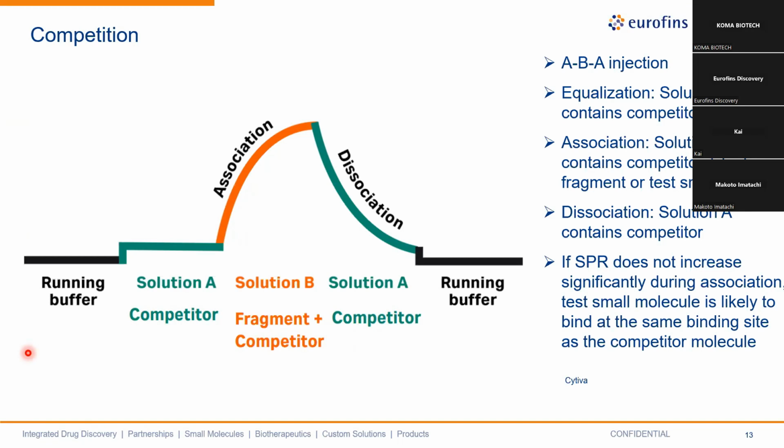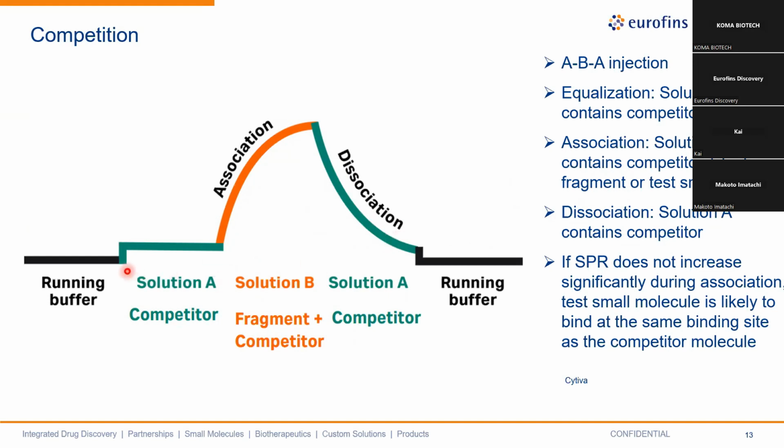You can see that usually they first run a running buffer, and then they run the equalization step, run the solution A, which is the competitor molecule. Then in the association phase, you inject solution B. That's the competitor molecule plus the fragment or small molecule you want to test. Okay, and then you go into the dissociation phase. You switch back to solution A, which is only the competitor solution.